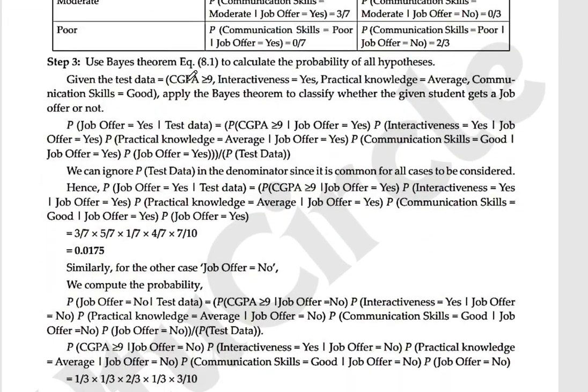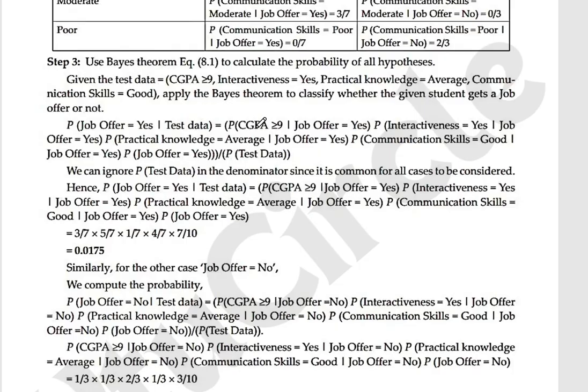Once you're done calculating the frequency matrix and the likelihood probability for all of the features or attributes given, the next step in the Bayes algorithm is to calculate the probability of all the hypotheses using the Bayes theorem equation. The equation is here. So P of job offer is equal to yes for the test data. Wherever the job offer equals yes, we have to consider the test data. The test data will be given in the question itself.